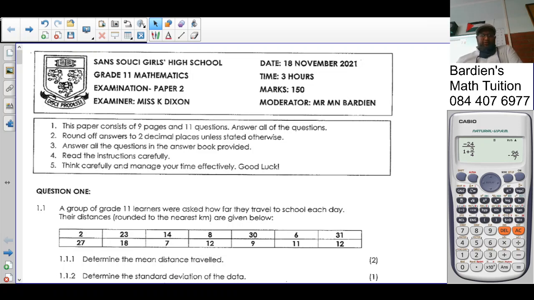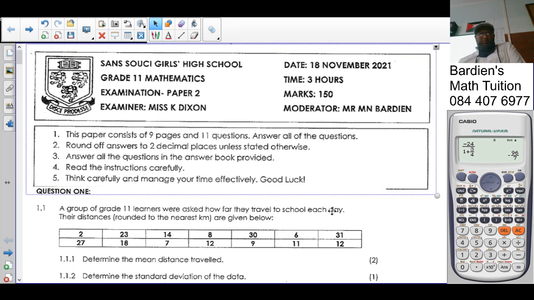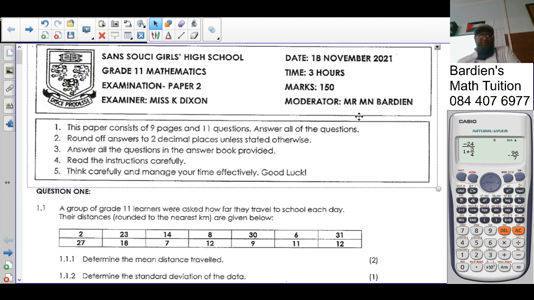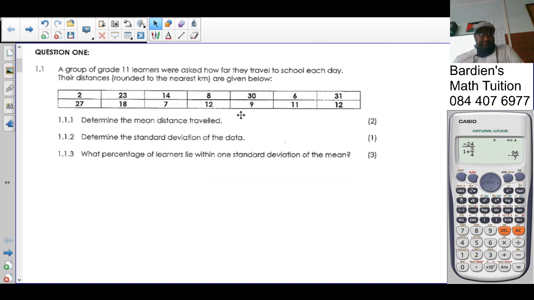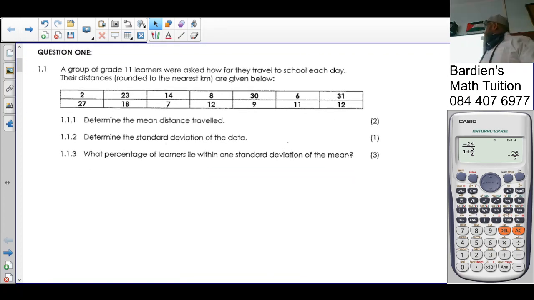Okay, good afternoon. So today we're looking at the grade 11, paper 2, November 2021. It was a Sansusi paper. It was set by Miss Dixon. This was last year and you guys wrote this paper. So the first question, question 1.